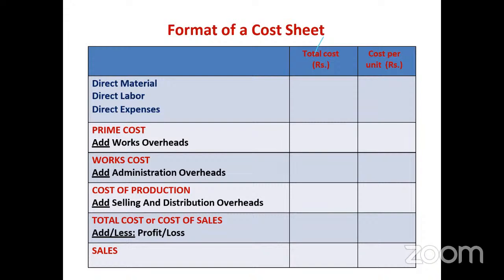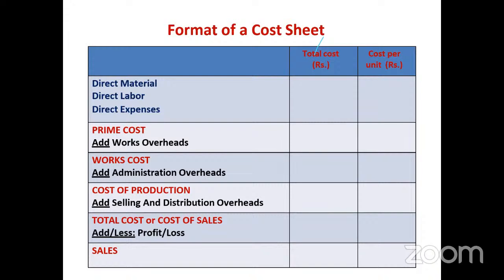Are you getting my point? So that's why we are breaking up this total cost into various components of cost. That is the main objective for preparation of the cost sheet. Otherwise, it is not that you just add all the direct and indirect components and finally get the total cost. Anyway, you will get the total cost.